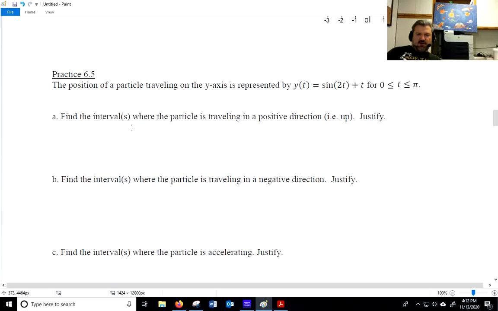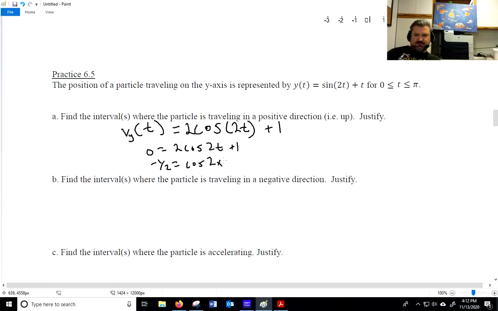All right, let's see. Now, y of t is the position, so we can find when we're traveling in a positive direction by getting the derivative, which would actually be velocity. So we can use that. v of t, we could also say v_y, velocity in the y direction of t. The derivative of sine is cosine u times u prime, so with the 2, plus the derivative of t is 1. We want to find when we're traveling in a positive direction, so let's solve this equal to 0. So we have 2 cosine 2t plus 1 equals 0. So that's going to end up with -1/2 equal to the cosine of 2t.